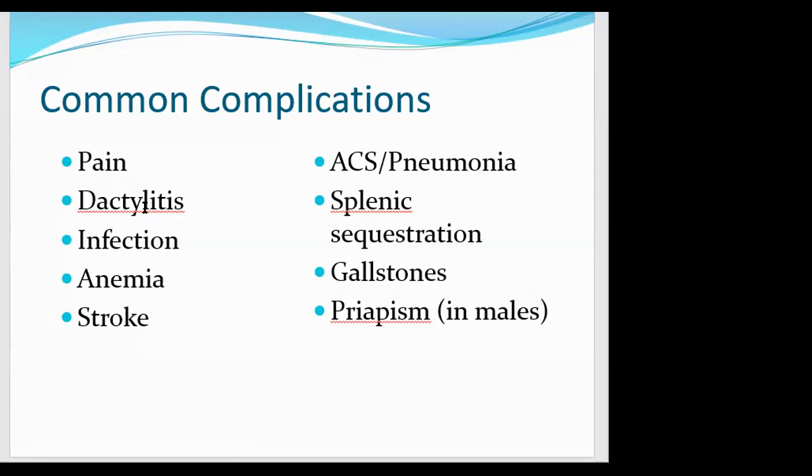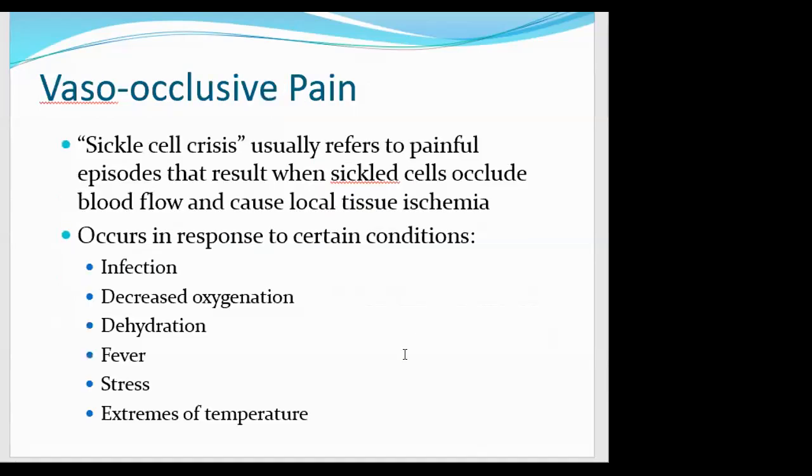So pain, dactylitis is just another form of a pain crisis, and it happens in the infants later on in infancy. Infection we discussed, anemia, stroke, acute chest syndrome, that's that ACS, pneumonia, splenic sequestration, gallstones, and priapism is in males. So these are some common complications, and we'll review them.